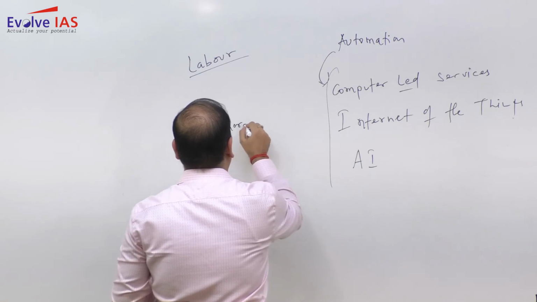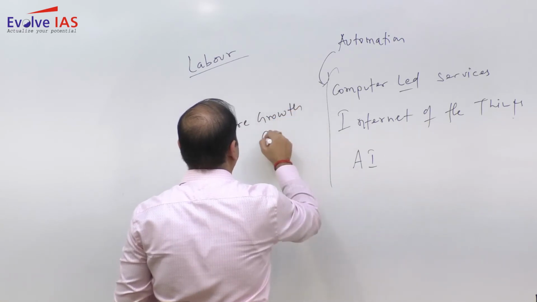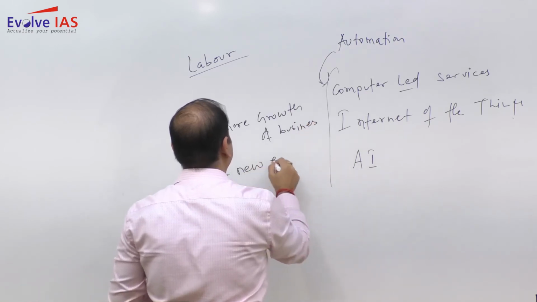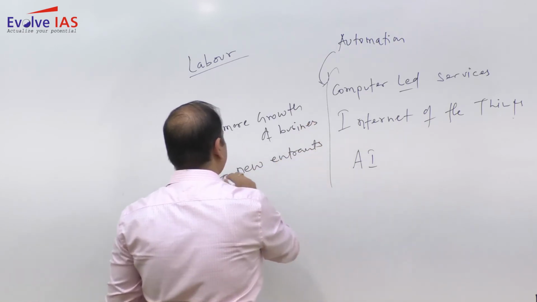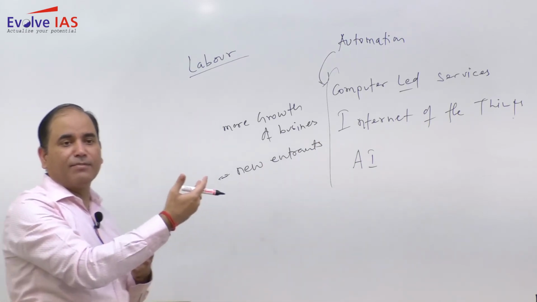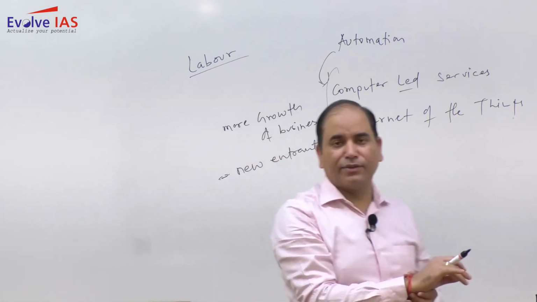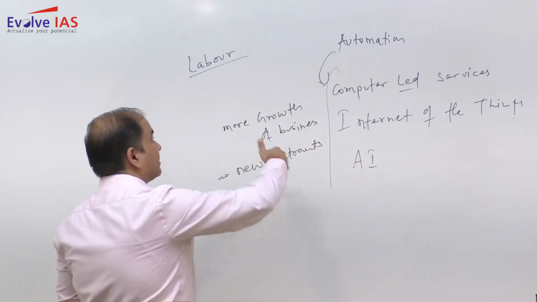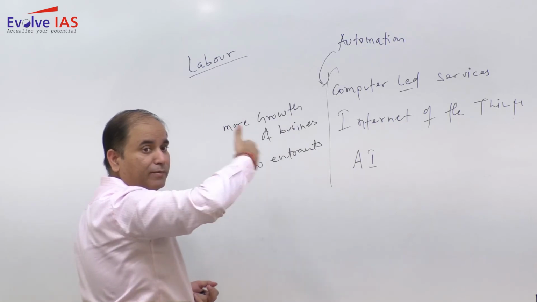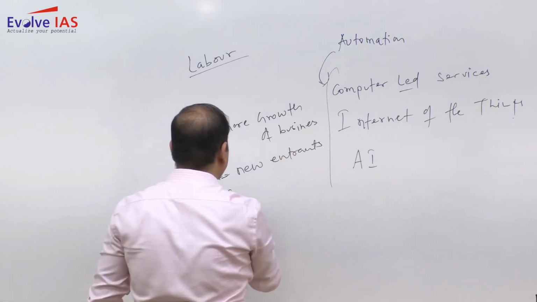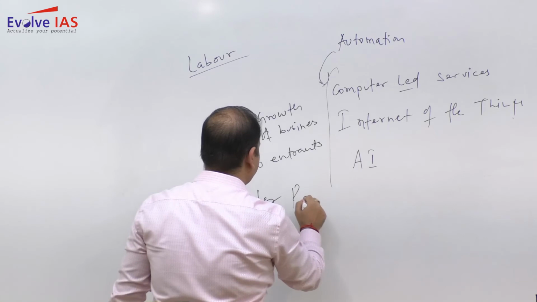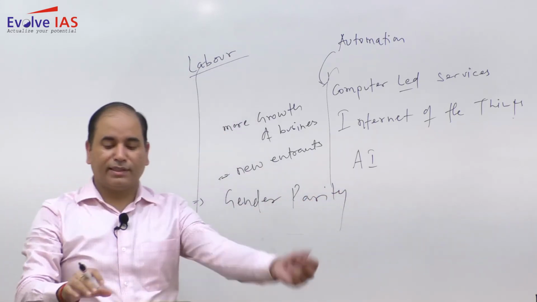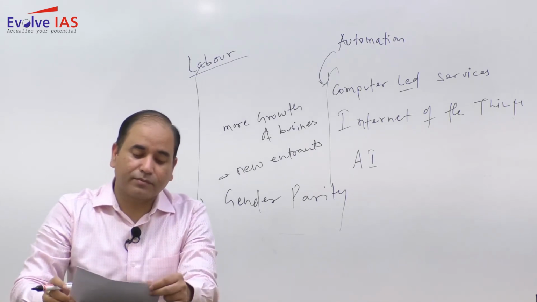So more growth of business. In fact, there will be more and more new entrants. You can give examples of how things have been changing since the COVID time period. Also, you can write that automation is bringing in more women workforce, so there will be more gender parity. All these things can be written.